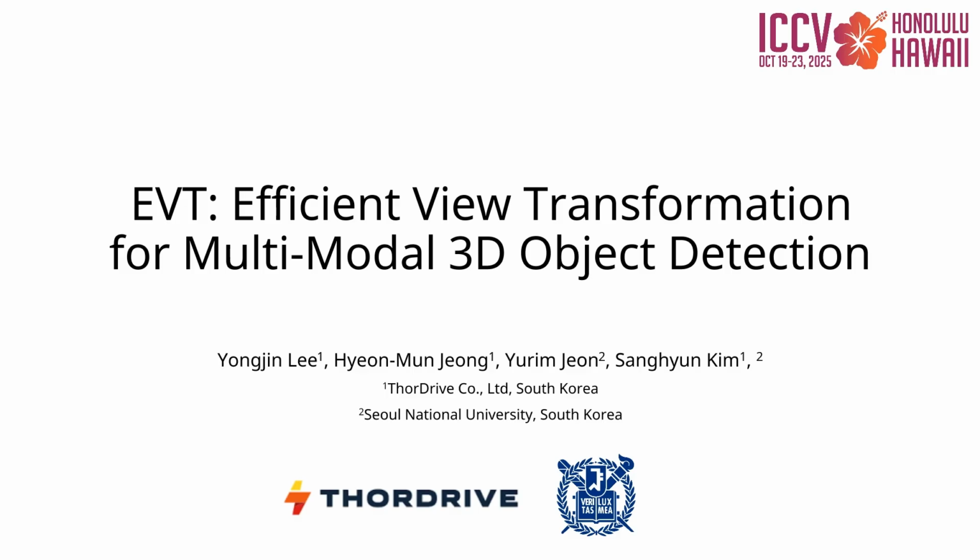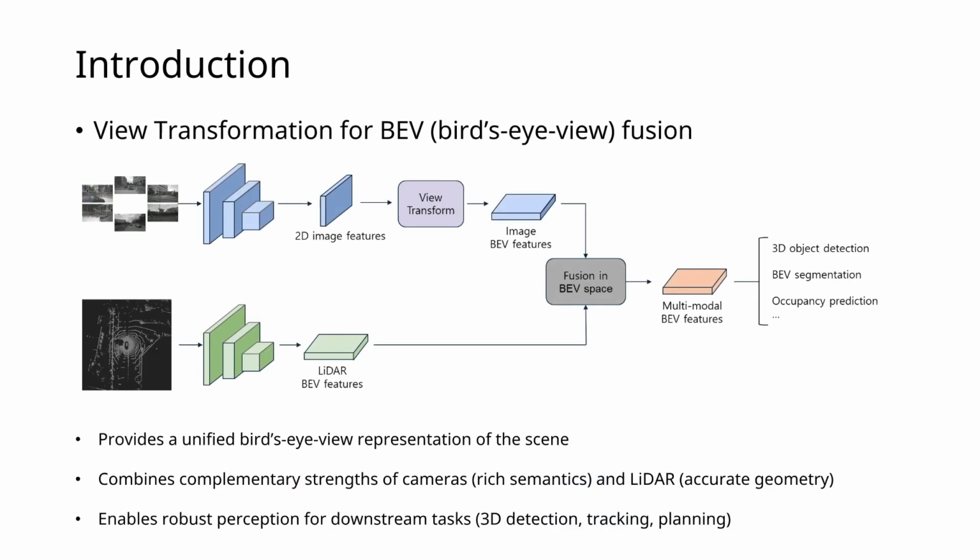Let's begin. Multimodal bird's-eye view fusion is crucial as it provides a consistent top-down representation of the environment. Cameras deliver dense semantic information, while LiDAR offers precise depth and geometric cues. Integrating these modalities in the BEV space leads to a more reliable perception, which is critical for tasks such as 3D object detection, BEV segmentation, 3D occupancy prediction, motion forecasting, and other downstream applications.